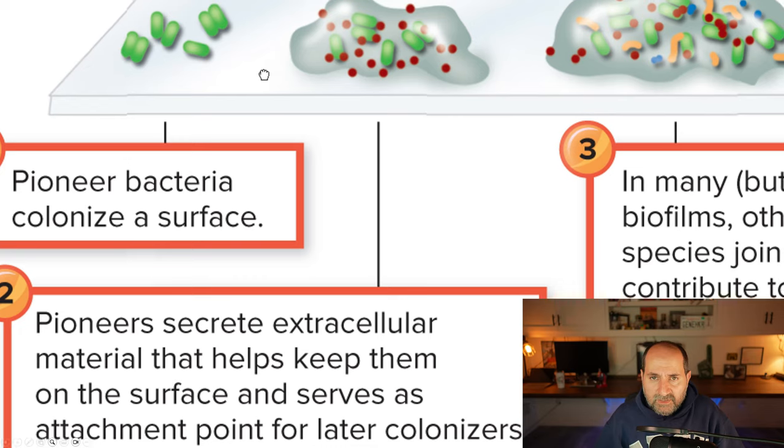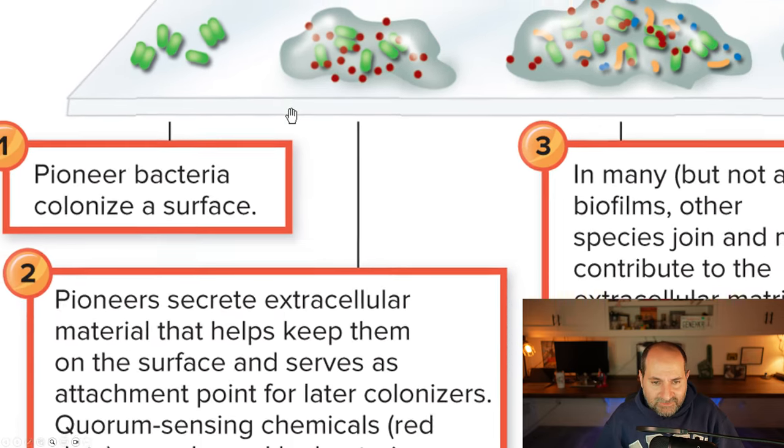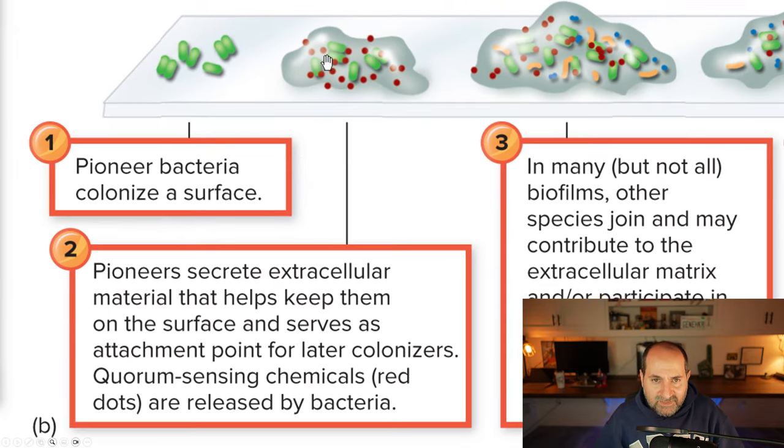At this point, what's really cool is that these pioneer organisms will secrete an extracellular material that helps keep them on the surface and serves as an attachment point for later colonizers. They start secreting this goo, and this goo is sugary, proteinaceous goo. And this goo allows other organisms to also attach to this matrix.